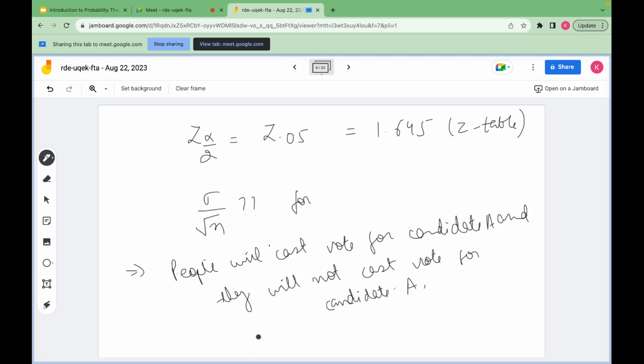So we can take this as a Bernoulli distribution. What the Bernoulli distribution says is that if xi is equal to 0, it has a probability 1 minus p, and if xi is equal to 1, it has a probability p. Here 1 means yes: if a person is voting for candidate A, it is with the probability small p, and if the person is not casting the vote, it will be 1 minus p.